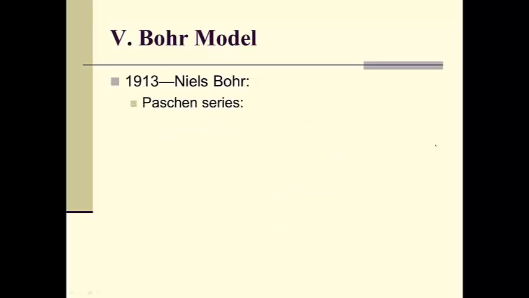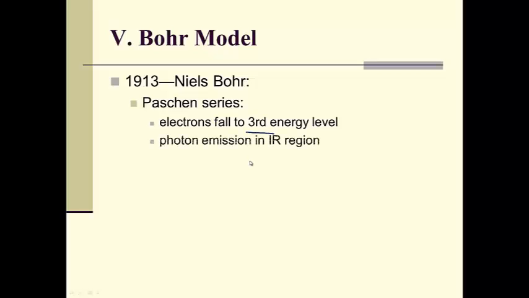Also, there's something known as the Paschen series. They jump up to higher energy levels, but they don't come all the way back down again. They fall back down to the third energy level. And because the gaps got smaller, these are going to be lower in frequency, which also means lower in energy. So they fell into the infrared region.